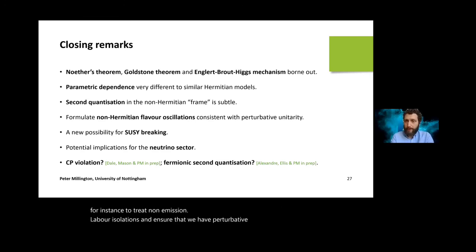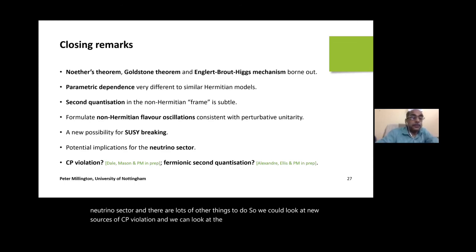There are new possibilities for SUSY breaking. There are potential implications for the neutrino sector, and there are lots of other things to do. So we could look at new sources of CP violation, and we can look at the fermionic second quantization, and these things should be out soon.